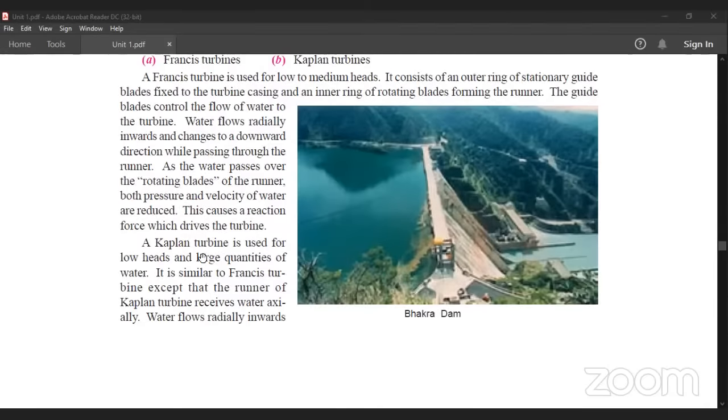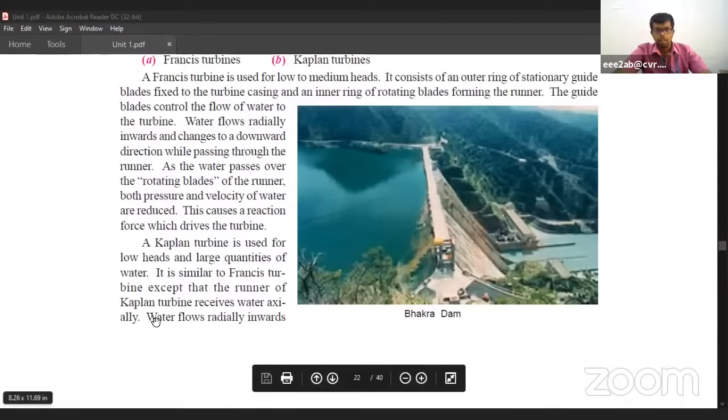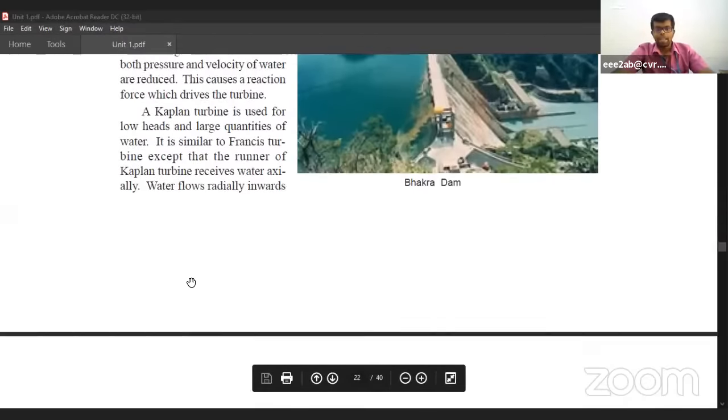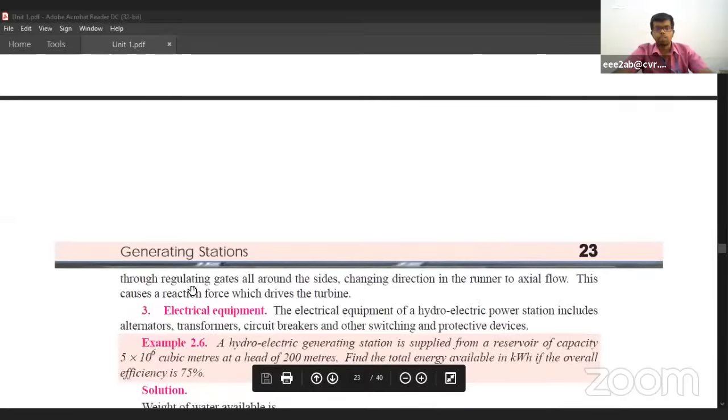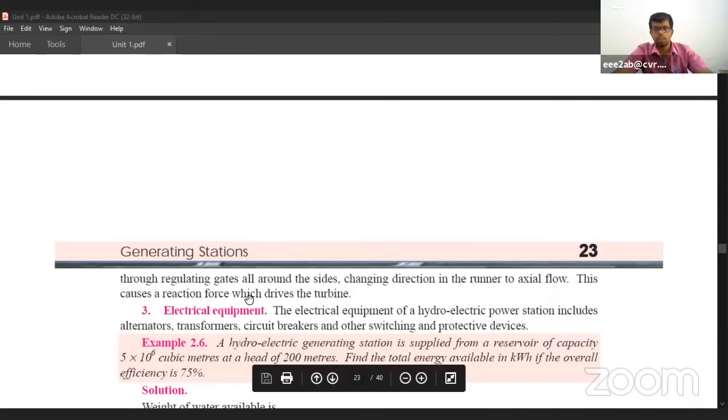A Kaplan turbine is used for low heads and large quantities of water. It is similar to the Francis turbine, except the runner of the Kaplan turbine receives the water axially. Water flows radially inwards through regulating gates all around the sides, changing direction in the runner to axial flow. This causes the reaction force which drives the turbine.